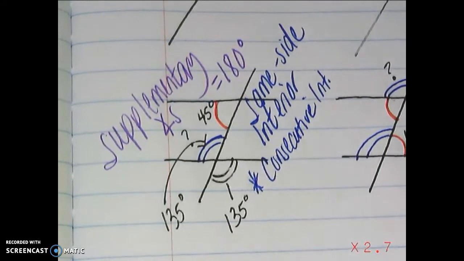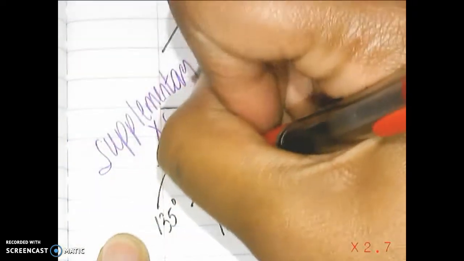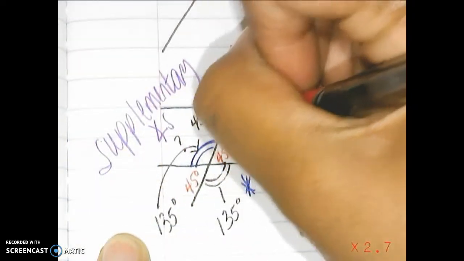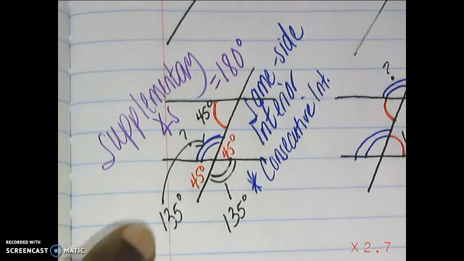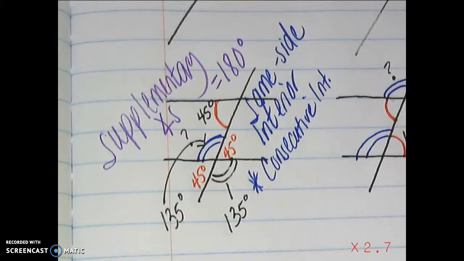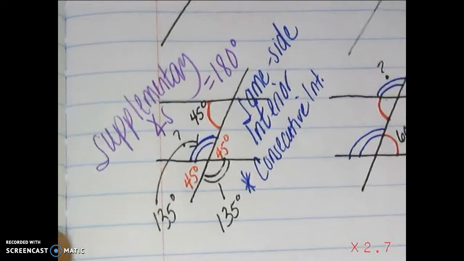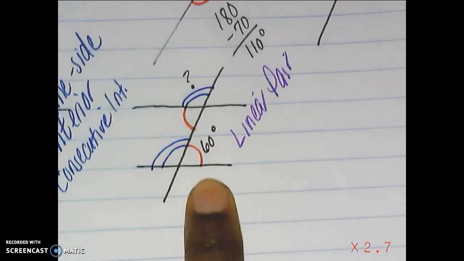Okay, so that means the other two, and I'm going to just make it obvious, is 45 degrees. Because remember, going all the way around is 360 degrees. So if I was to add 135 twice plus 45 twice, I would get 360 degrees. Let's keep going to the right. I have a linear pair here.